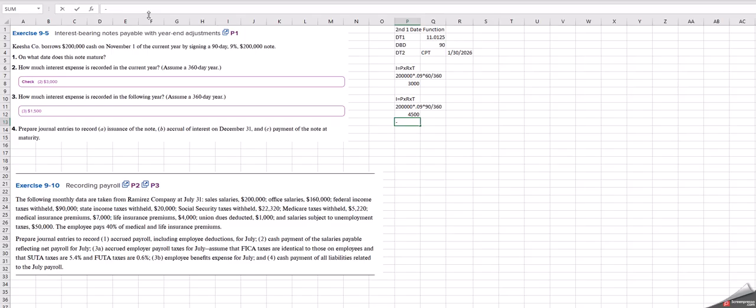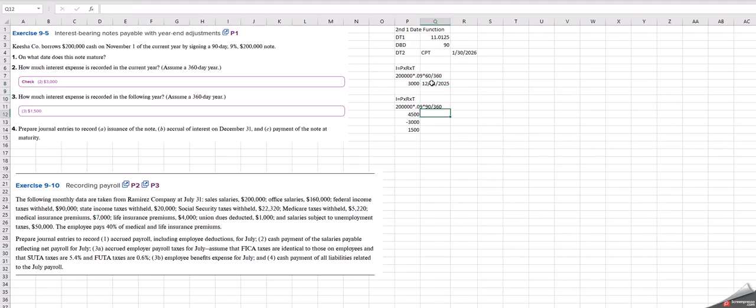If we've already accrued 3,000 at the end of the year, then the difference is what we are going to show as interest expense. So this would be at December 31st, and then this is going to be at January 30th. That would be our interest. So then prepare those journal entries. I think I'll come over here. So our date, our account, the debit and the credit.